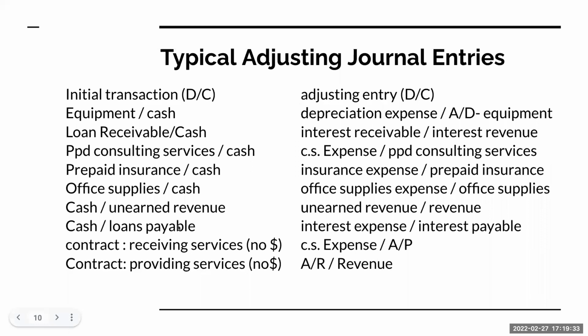Over here, I borrow money. I debit cash, credit loans payable. Do I borrow money for free? The answer is no. I've got to pay interest. So to show the use of the cash over time, I'm going to be debiting interest expense. I'm going to credit interest payable.